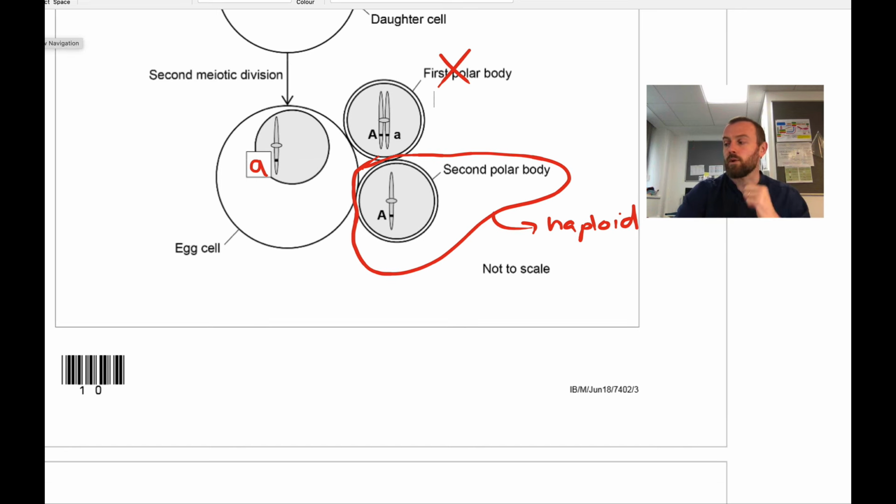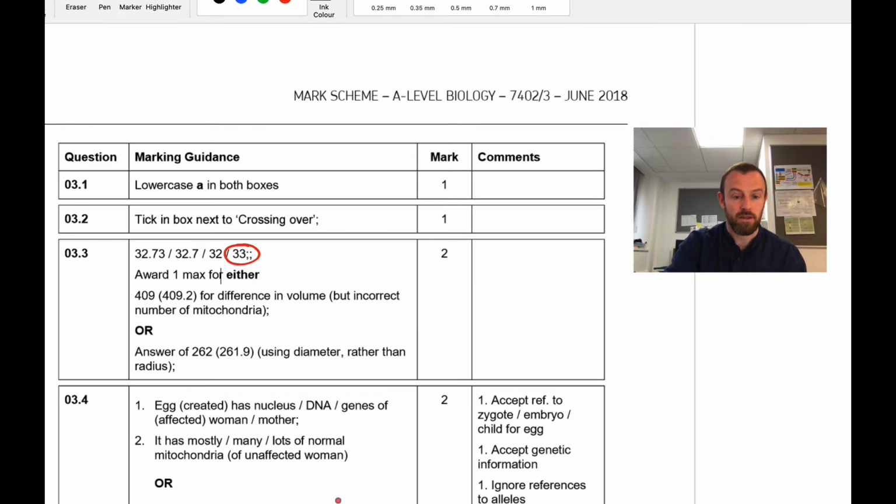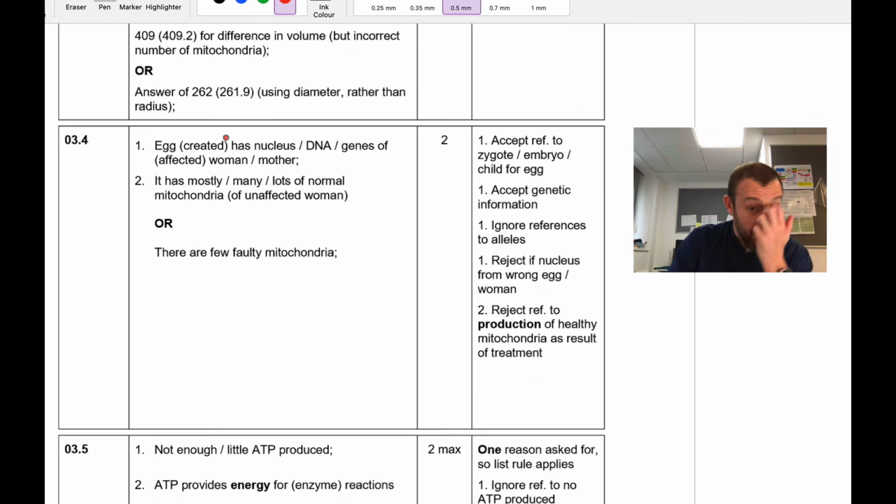So, to summarize, we remove the genes from the healthy egg. We have the mitochondrial DNA that is non-mutated, that will provide healthy mitochondria, and then we're going to use the polar body to provide the genetic information from the mother. Let's check. Okay, so the egg has the nucleus DNA genes of the woman. This is the egg created. It has many lots of normal mitochondria. There are few faulty mitochondria.